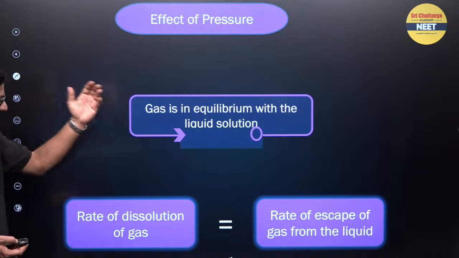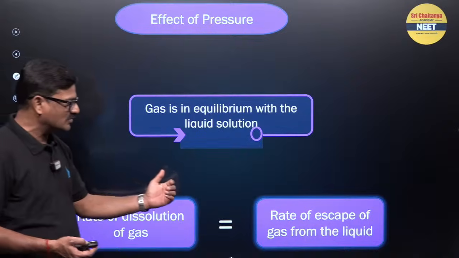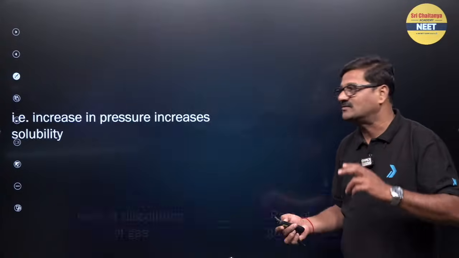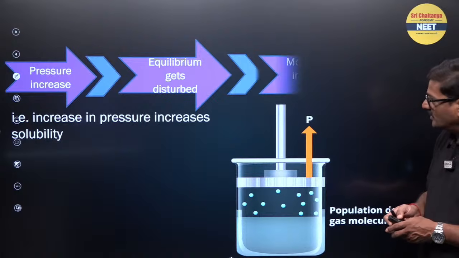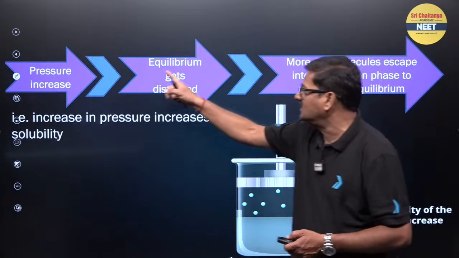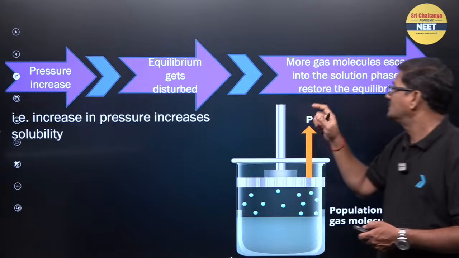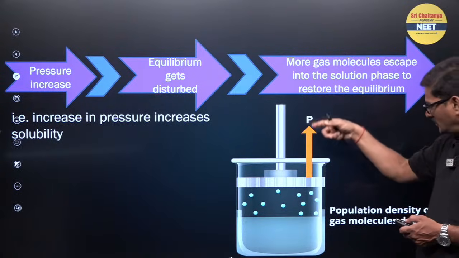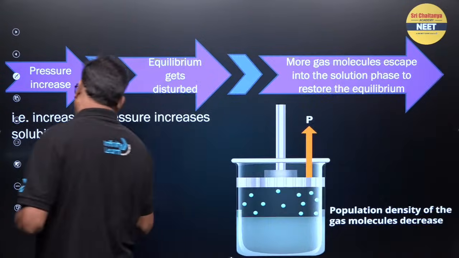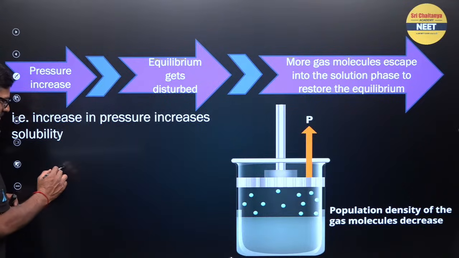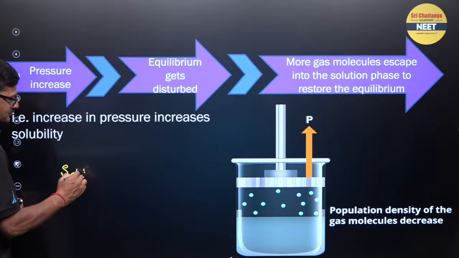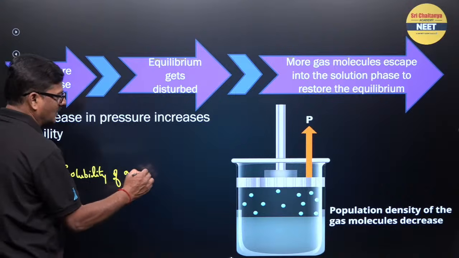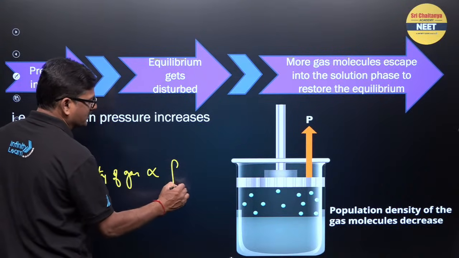So, gas in equilibrium with the liquid solution, rate of dissolution of a gas is equal to rate of escape of the gas at liquid equilibrium. That is at equilibrium. If pressure increases, the equilibrium gets disturbed. So, more gas molecules escape into the solution phase and restore the equilibrium. So, I mean to say the solubility of the gas increases with the pressure. So, solubility of gas is directly proportional to pressure of the gas.